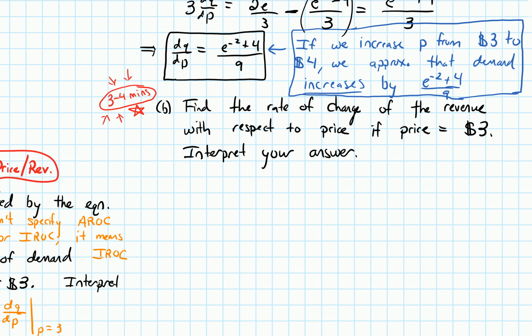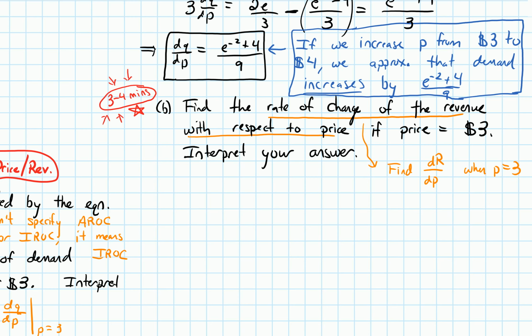All right, so hopefully you've tried it. Let's go ahead and talk about it now. The question says to find the rate of change of the revenue with respect to the price. It doesn't specify average or instantaneous, so that means instantaneous. That's what I said at the beginning of the video as well. An instantaneous rate of change is a derivative. So this wants us to find the derivative of revenue with respect to price, so it's dr dp, at the point when p is 3.